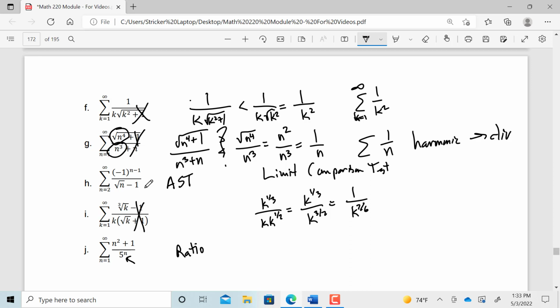But I can't emphasize enough that you need to use proper terminology. You need to explain yourself. You can't just write convergent or divergent. If you do that on the test, it's not going to count.